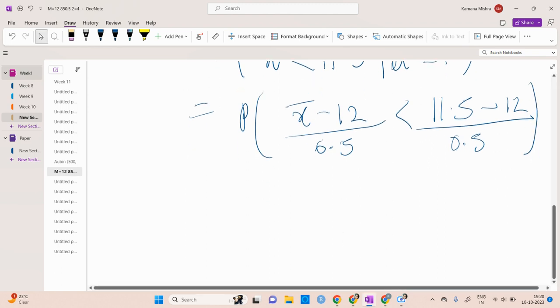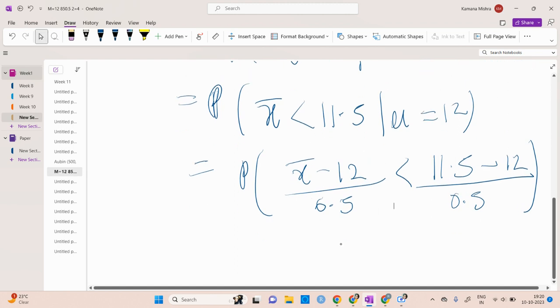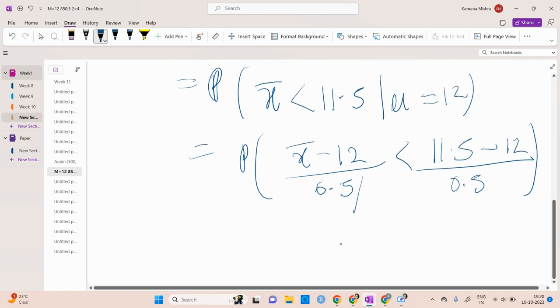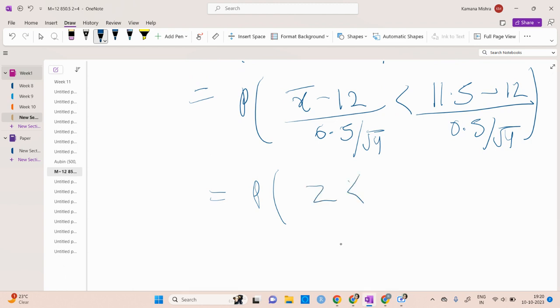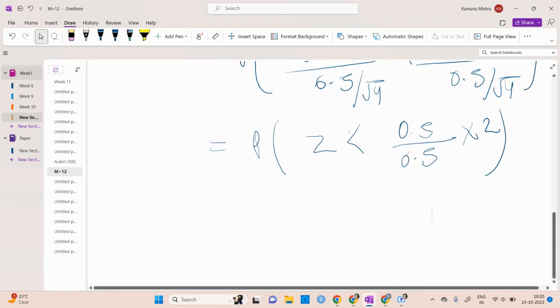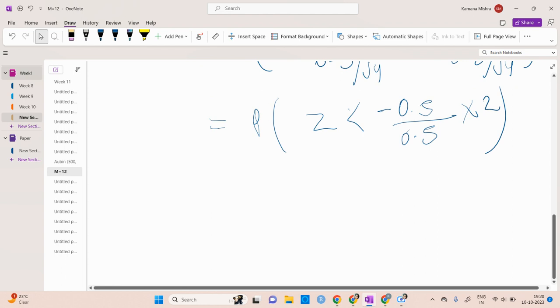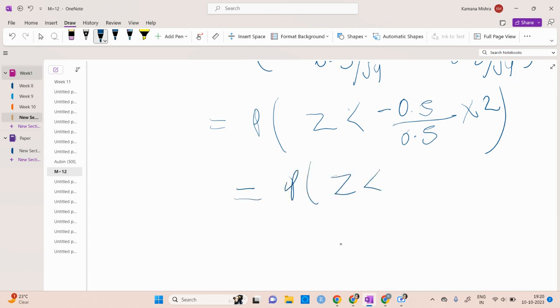Right. And then sigma divided by root n. So it will be the probability of z less than, this one will be 0.5 divided by 0.5, and root 4 will be 2. So, sorry, this one was minus. So the probability of z less than minus 2, right?